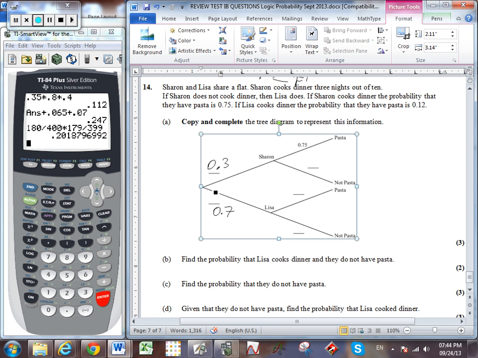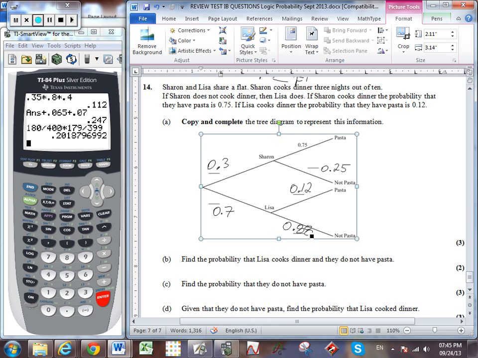If Sharon cooks dinner, then the probability that they have pasta is 0.75. You can see that filled into the diagram already. Well, that must mean the probability that they don't have pasta is 0.25. So I guess Sharon not only does not cook very often, she also always makes pasta. Now, if Lisa cooks dinner, which happens more frequently, then the probability that they have pasta is only 12%. And that must leave 88%, 0.88, that they don't have pasta when Lisa cooks. So she provides, I assume, a much greater variety of food.